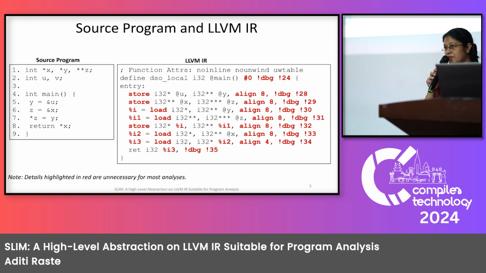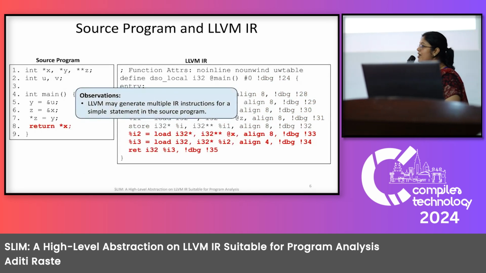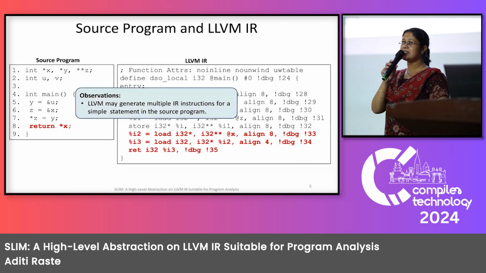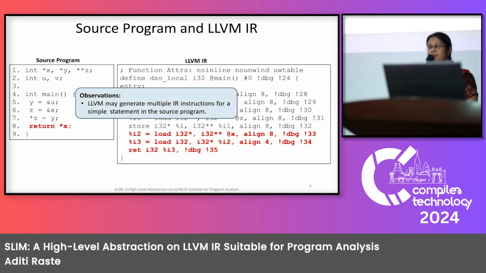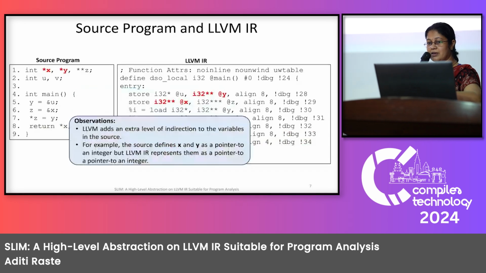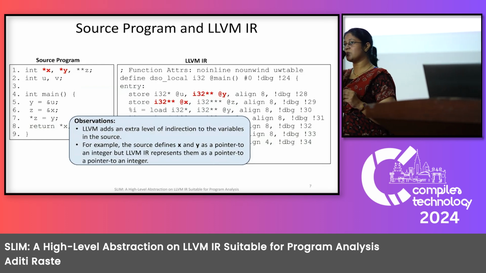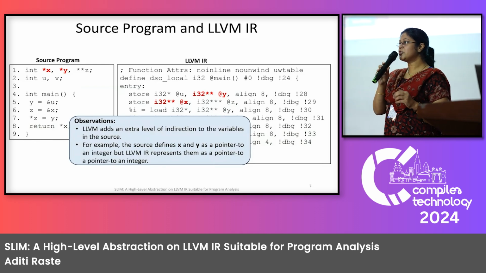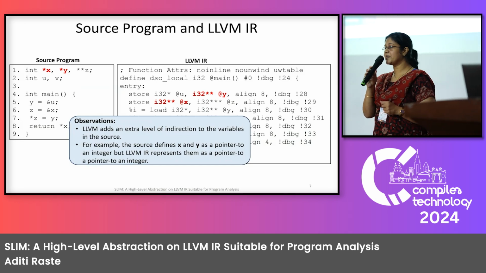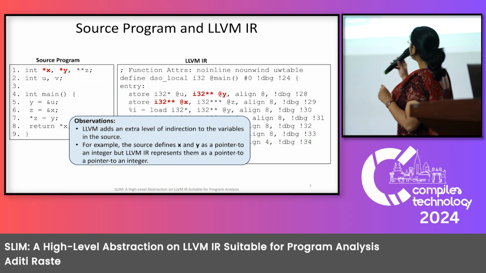Also, there are a couple of observations here. LLVM may generate multiple IR instructions for a simple statement in the source program. As you can see, for a return statement in the source program, LLVM IR has generated 3 instructions. Also, LLVM instructions are based on a load and store architecture, because of which the operands are always accessed via a pointer and never directly.